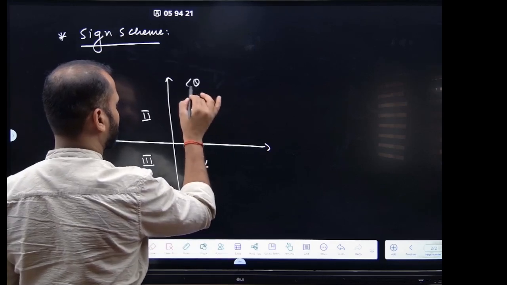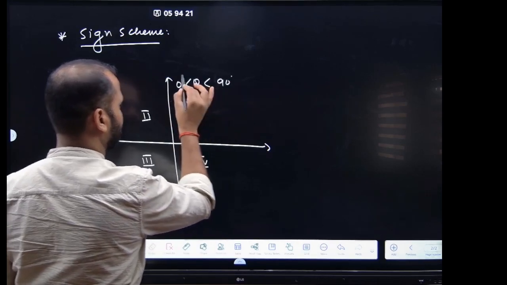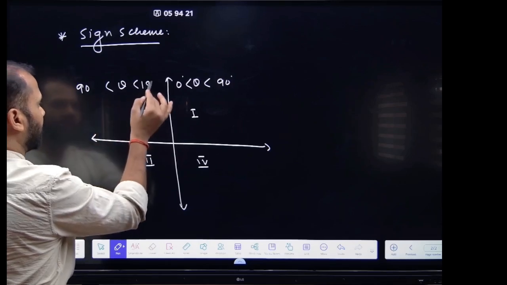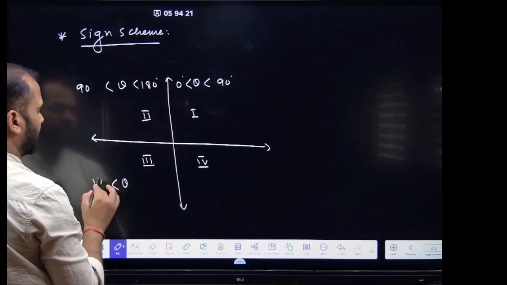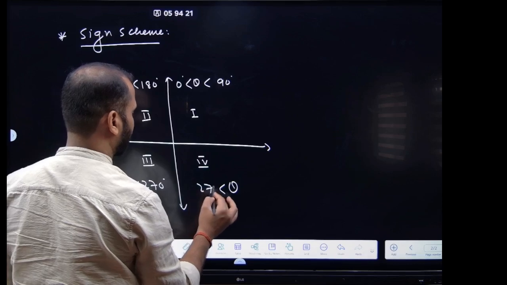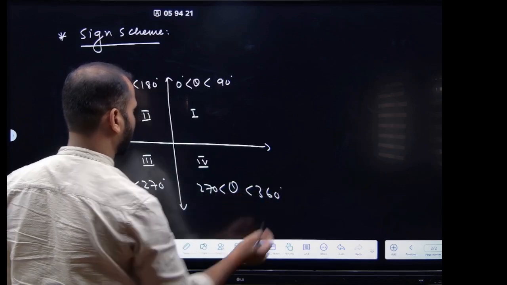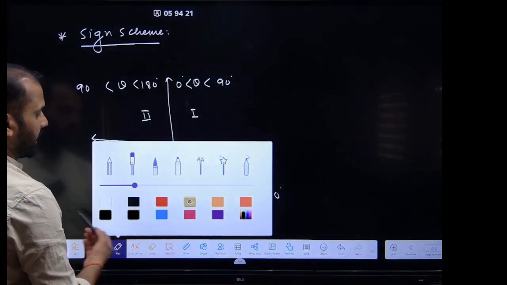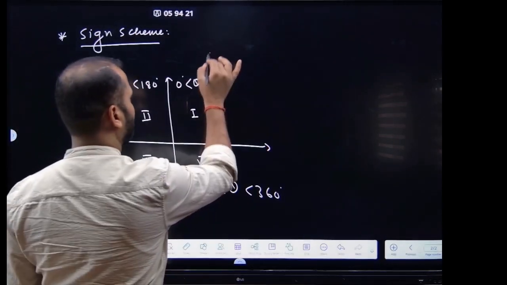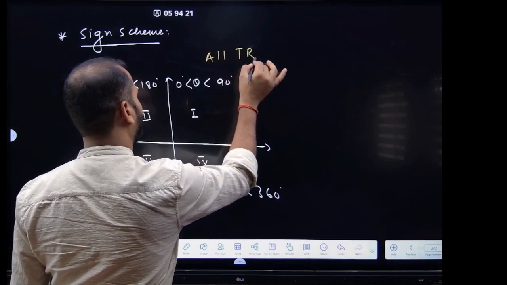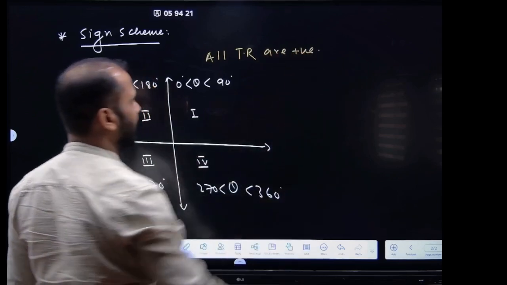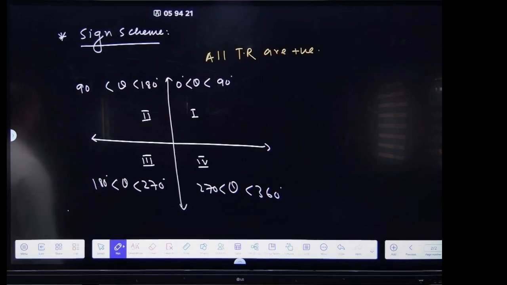So here theta belongs to between 0 to 90 degrees. Yes or no? Here theta belongs to between 90 to 180 degrees, and here theta belongs to between 180 to 270, and here 270 to 360. Yes or no? Now, if any trigonometric ratio is in the first quadrant, it is positive, right? So what I will be writing, all trigonometric ratios, in short I will write TR, are positive, be it sine, cos, tan, cosecant, secant, all will be positive.